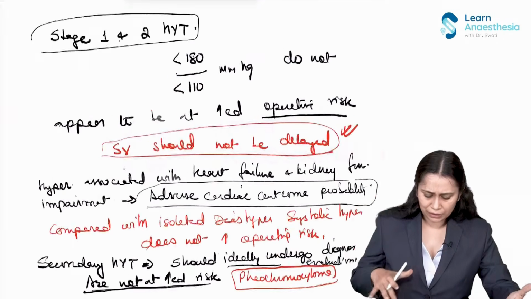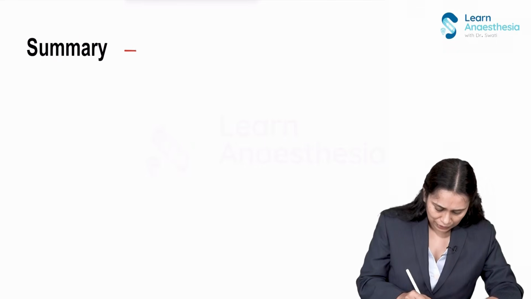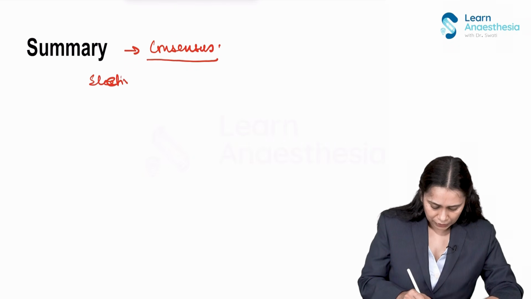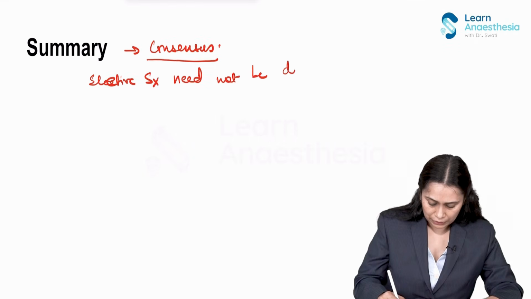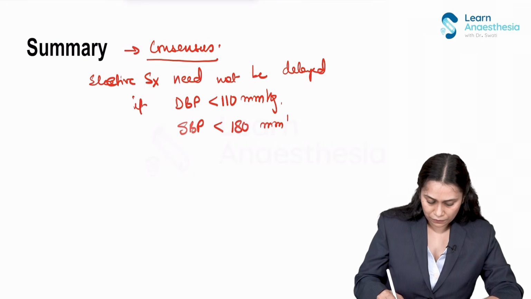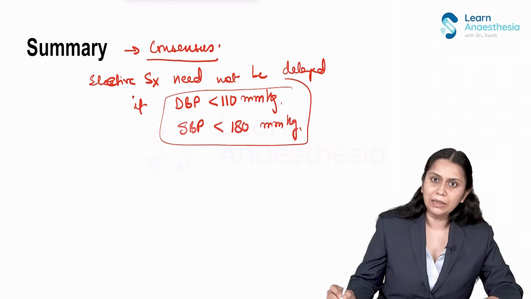So we have talked about so many things. Let us summarize. What is the consensus among the guidelines? The consensus is that elective surgery need not be delayed if diastolic blood pressure is less than 110 mm of Hg and systolic blood pressure is less than 180 mm of Hg. So if it is below this, the surgery need not be delayed.